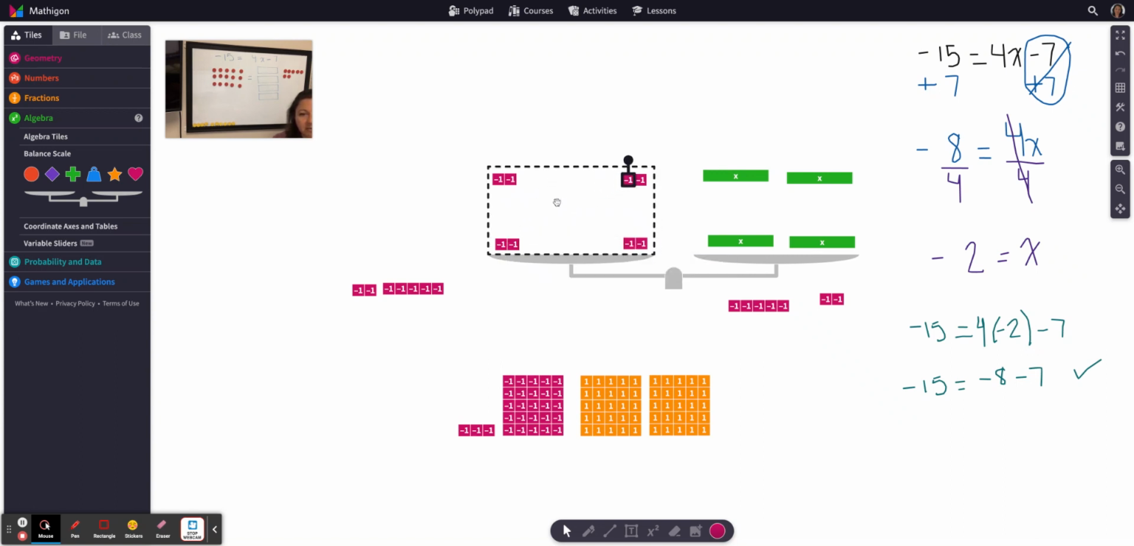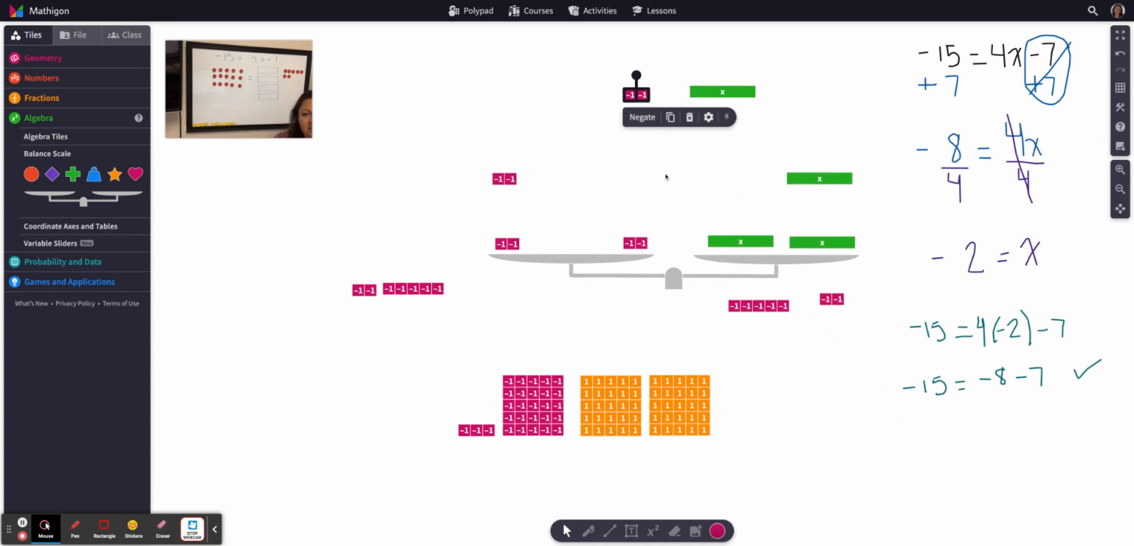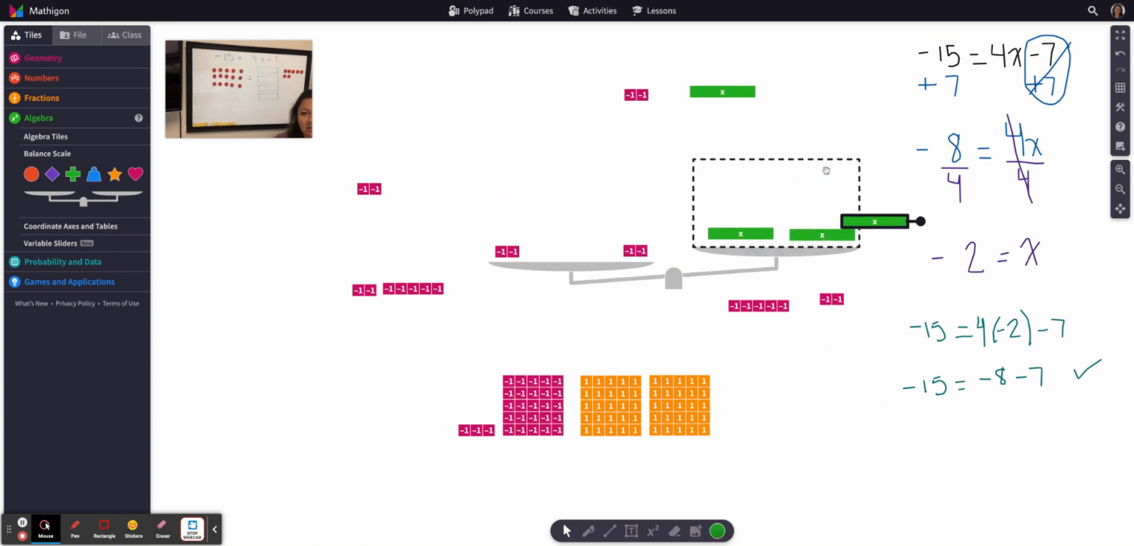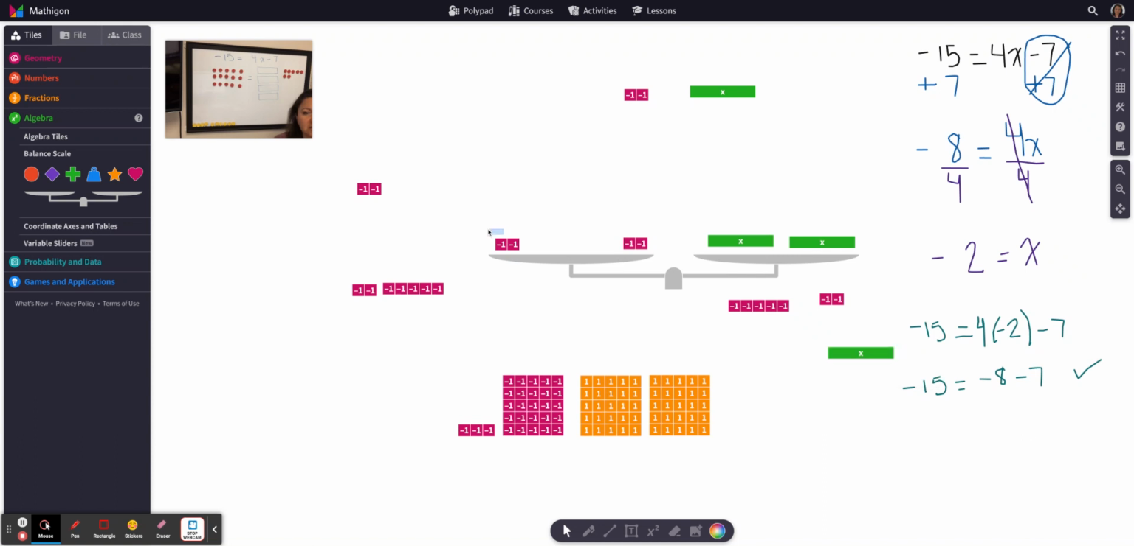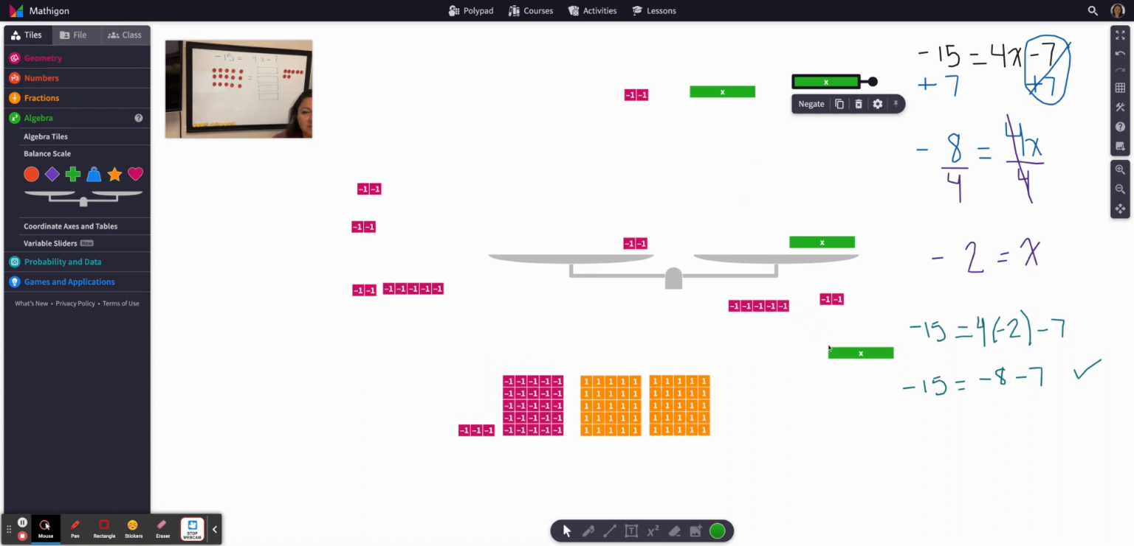So we have split up everything on the left side into 4 equal groups, everything on the right side into 4 equal groups. That must mean that one of these x's is equivalent to 2 negatives, right? So x must be equal to negative 2, just like we saw in our equation. And we can test it to see, hey, if I take out an x and I take out 2 negatives, does this go back to being balanced? Perfect. Let me take 2 of these out and 1 of these out. Yep, it's still balanced. Take 2 of these out and 1 of these out. Yep, it is definitely balanced. So that means that x is equal to negative 2.